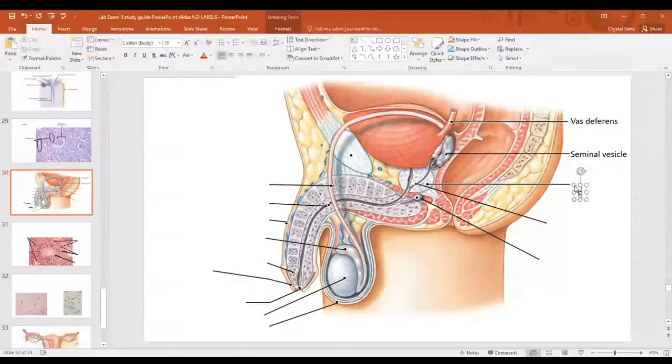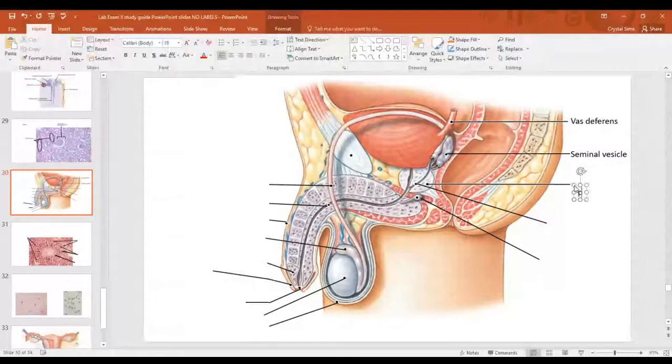All right, so go on to the next one here. This is the cross section of the male pelvis. This is a matching question. And since there are so many of these, I'm just going to go ahead and start typing in here.